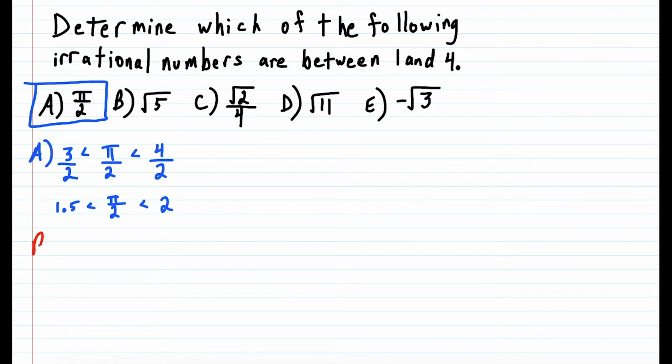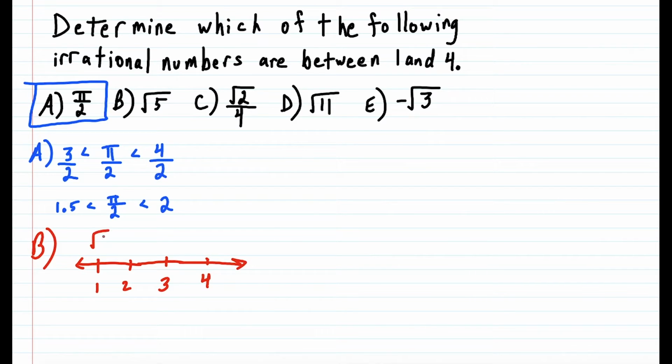Now for the next part, part B, we want to see if square root 5 is between 1 and 4. If we just think of the number line here, 1 is at this location, and then 4 is all the way out here. So we'd have 1, 2, 3, 4. But above it, I'm going to write the square root form.